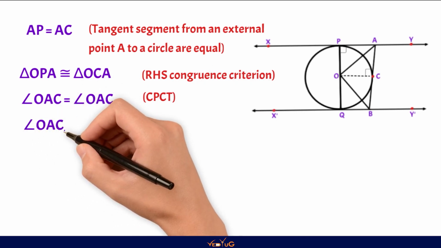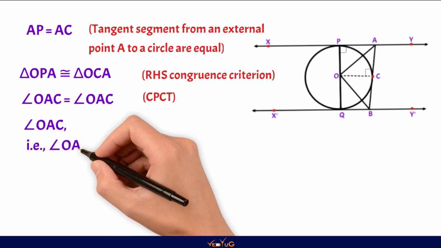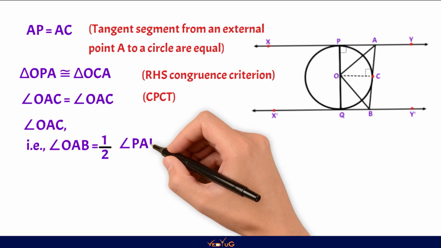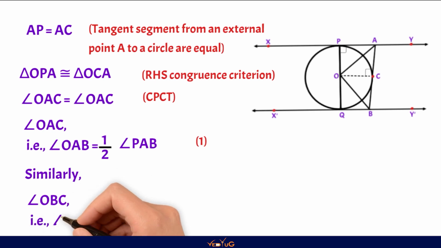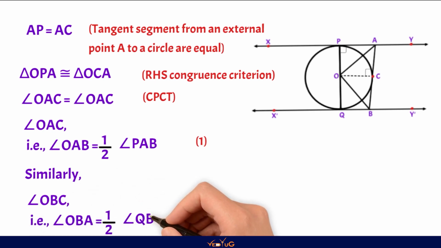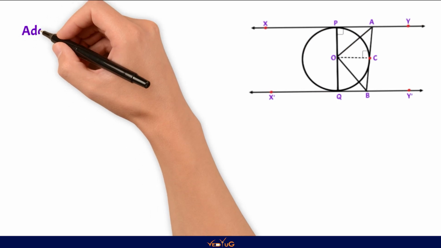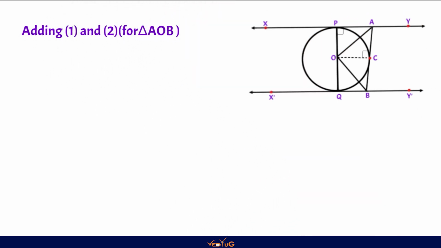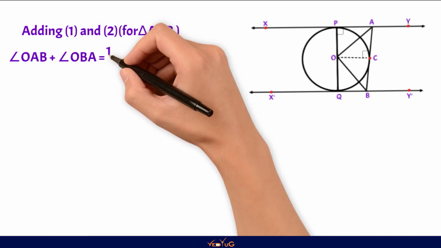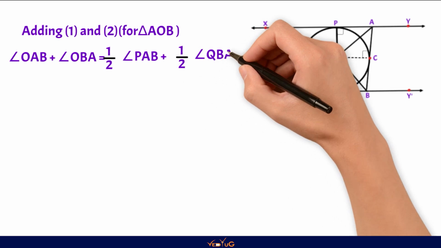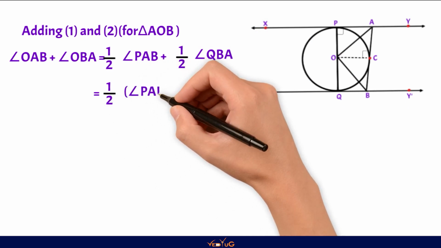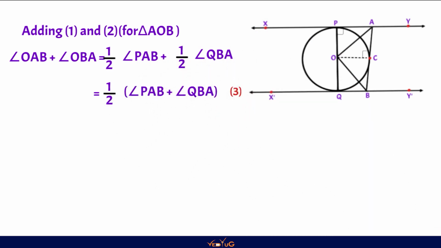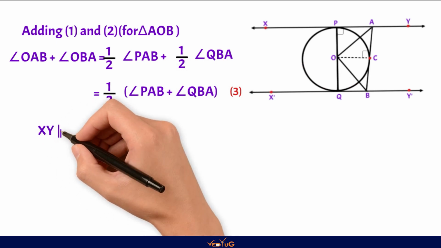Angle OAP is equal to angle OAC by CPCT, which is corresponding parts of congruent triangles. Angle OAC, that is angle OAB, is equal to half of angle PAB. Name it as equation number 1. Similarly, angle OBC, that is angle OBA, is equal to half of angle QBA. And name it as equation number 2. Adding 1 and 2 for triangle AOB gives us angle OAB plus angle OBA is equal to half of angle PAB plus half of angle QBA, which gives us half of angle PAB plus angle QBA, and name it as equation number 3.